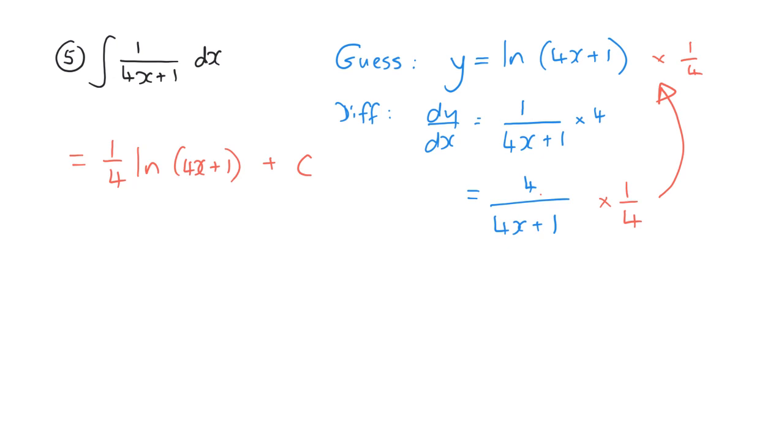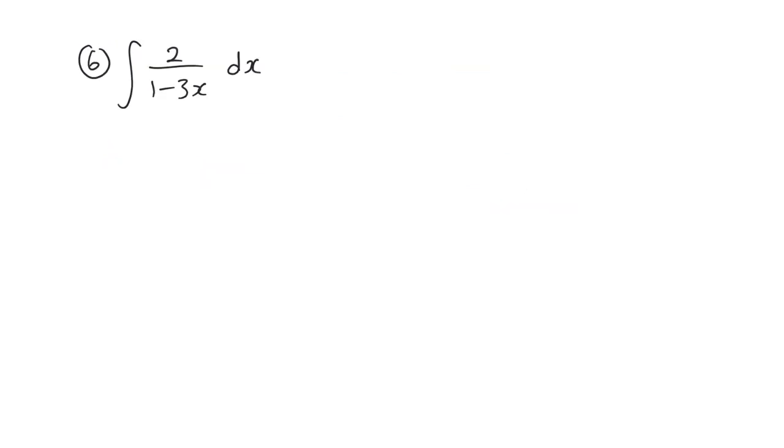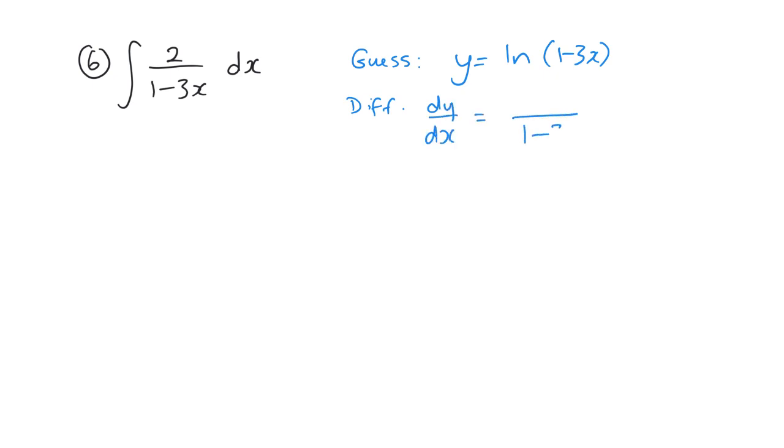So our answer is a quarter ln of 4x plus 1, and then remember your plus c. Number 6 then, integrate 2 over 1 minus 3x with respect to x. So our guess is going to be y equals ln of 1 minus 3x. So when we differentiate that, we would get 1 over 1 minus 3x times the differential of what's in the bracket, so times minus 3.